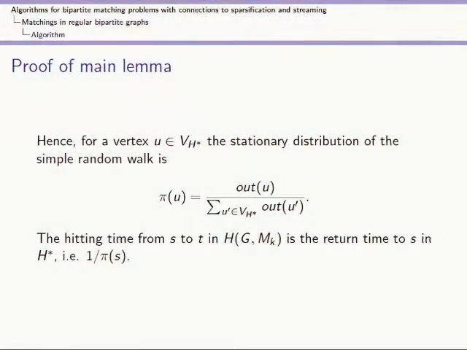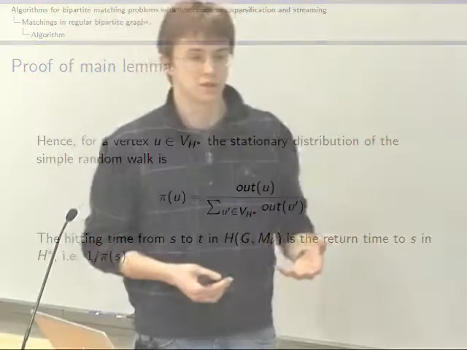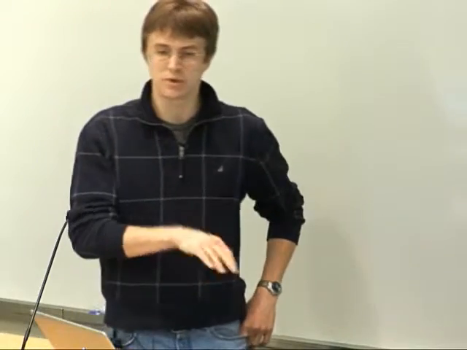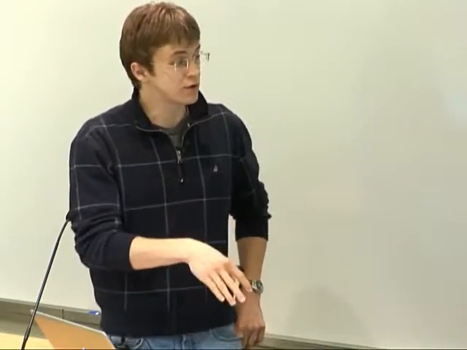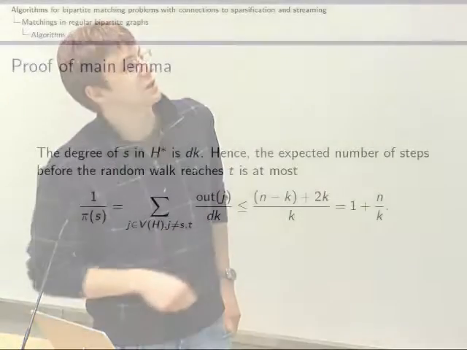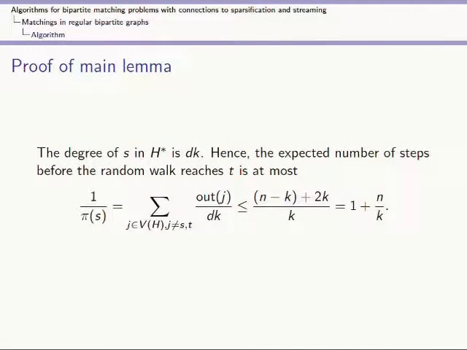Now, we know that the distribution of the simple random walk on such a graph is uniform over edges, and so the mass at a vertex is proportional to the vertex's out degree. Well, at the same time, what we're interested in is the return time to the special node S. But the expected return time is just the inverse of the stationary distribution. And now we can prove the result that we want.